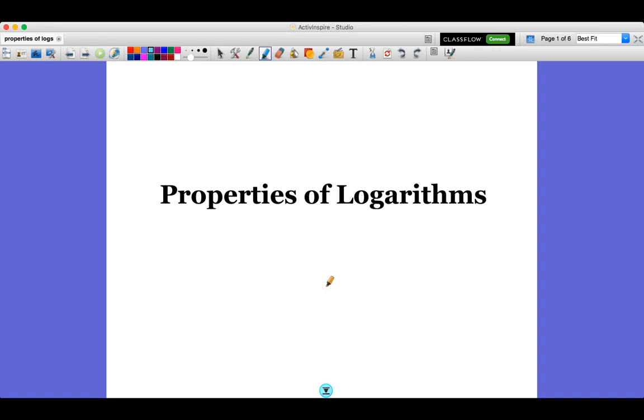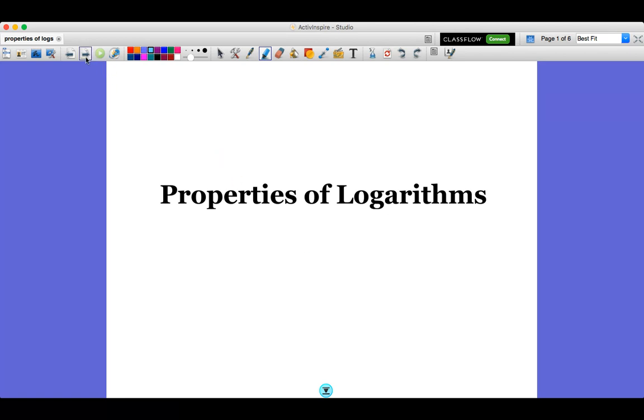Hi guys, this week we're going to be looking at properties of logarithms. So we're still going to be looking at some things that have the word log in it, but this time we're going to be going through and trying to rewrite them so it'll either tell us to expand the logarithm or condense it, so write it as multiple logs or write it as one.